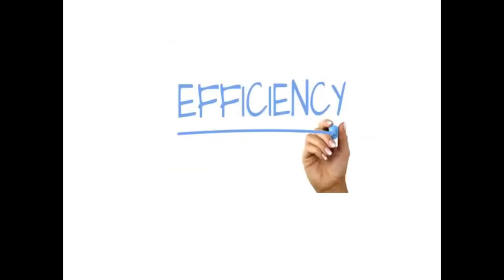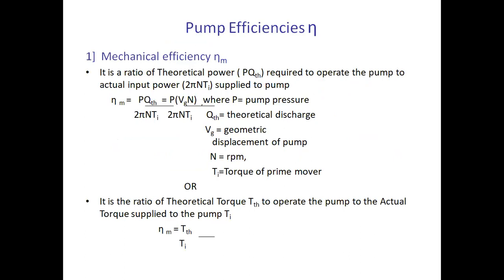Now here we can see efficiencies. First one, mechanical efficiency of the pump. Mechanical efficiency of the pump is the ratio of theoretical power to actual power. Theoretical power is calculated by pressure into the discharge. Actual power means power from the motor, calculated by 2 pi N Ti. Ti is the torque of the prime mover, meaning motor shaft torque.